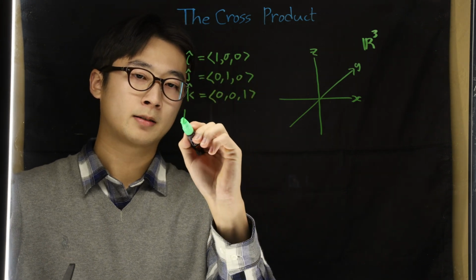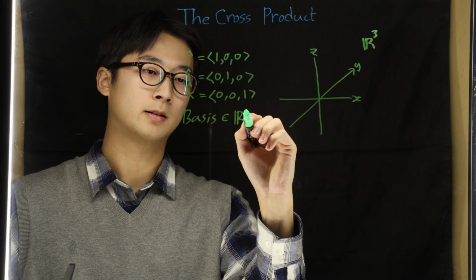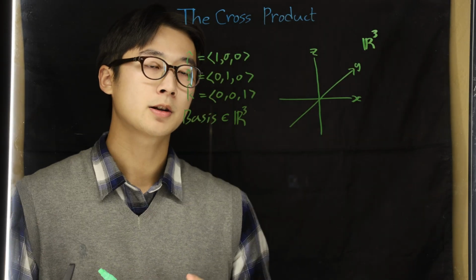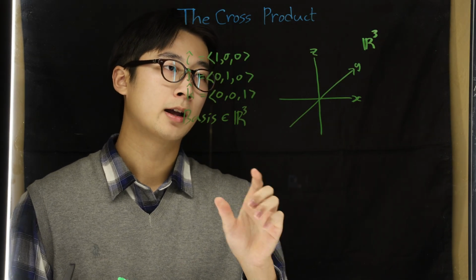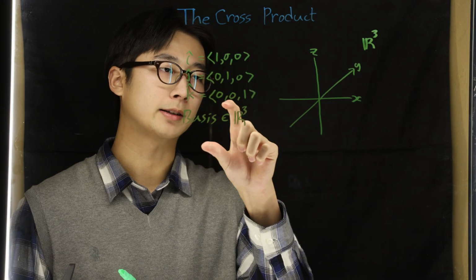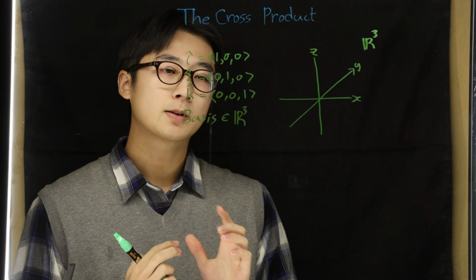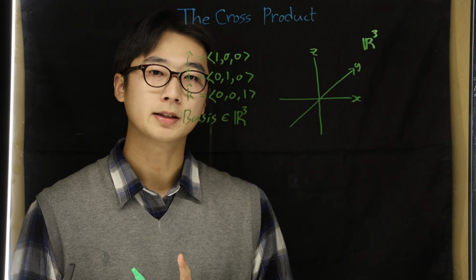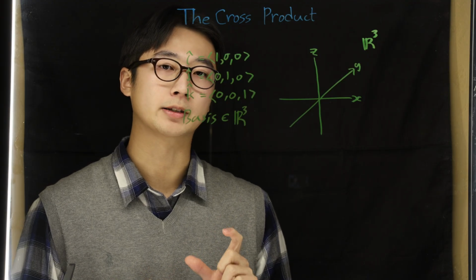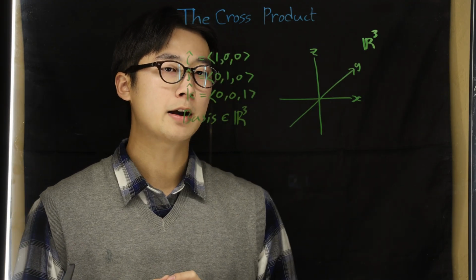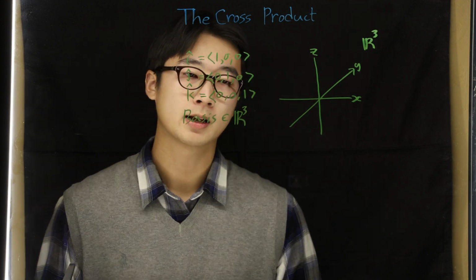These are the basis vectors in R3. They just tell us about the direction of those vectors in 3 dimensions. Each of their magnitudes is always 1, so it doesn't tell us about the length, but it tells us about the direction information. Now, using this, we can find the cross product mathematically.